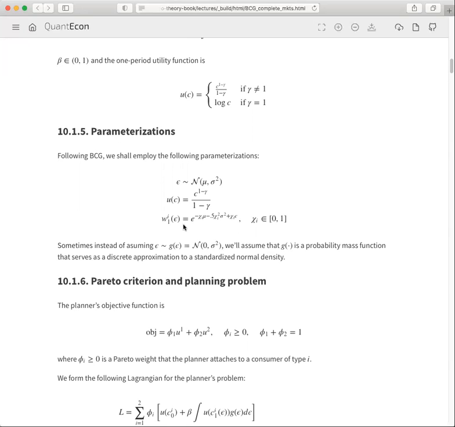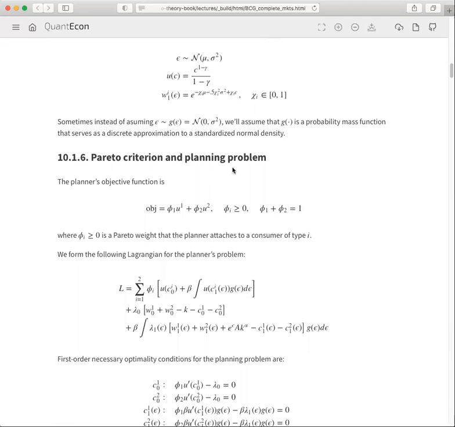So it would be helpful at this point to go to Wikipedia and look up a log normal distribution and how the moments of a log normal distribution are related to the moments of the normal distribution that's used to generate it.